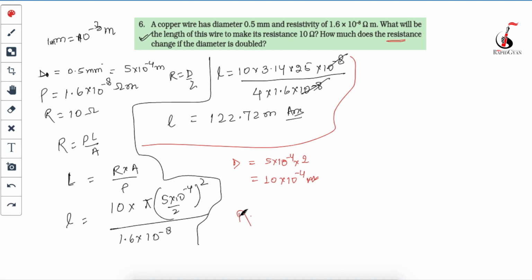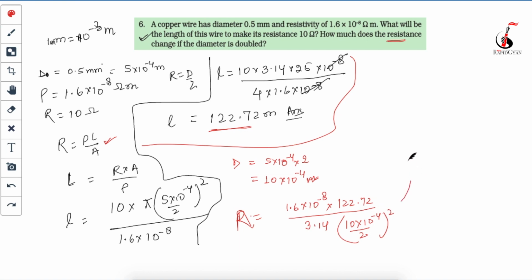So R is equal to rho L upon A. What is your rho? 1.6 into 10 to the power minus 8 multiplied by L. L is your length. Length you have just found out, 122.72, divided by your area. Area is pi r square. Pi is just write 3.14. Again r is d upon 2, means 10 into 10 to the power minus 4 divided by 2 whole square.